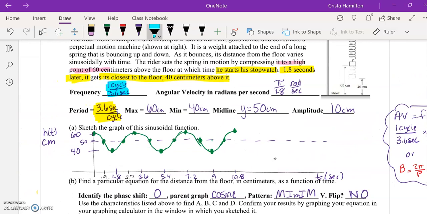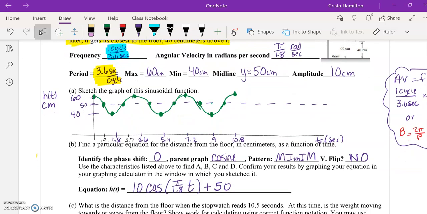Our max height was 60. Our min height was 40. Our midline is halfway in the middle of that, which is 50. And our amplitude, the distance from the max to the midline, is 10. So hopefully you can take a look at your graph.